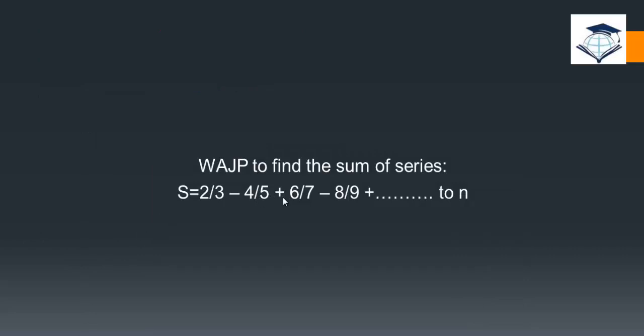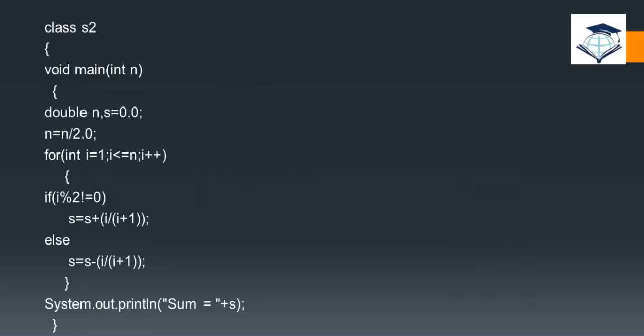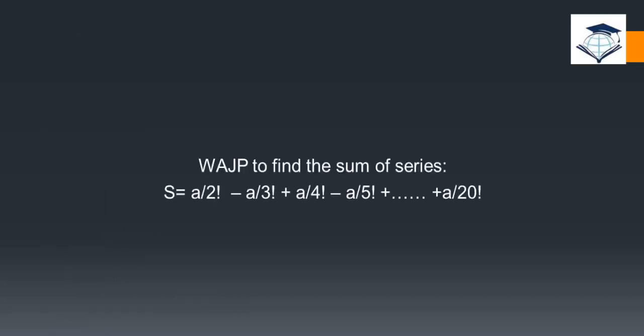Here you have 1 minus 1 plus 1 minus 1 plus. What are you supposed to do in these types of questions? You see class name, void main, int n, double s is equal to 0, and then n is equal to n divided by 2.0. What you have to do here is only one thing. After the for loop, you check whether the for loop variable is divisible by 2 or not. If it is divisible by 2, you make it plus. If it is not divisible, you make it minus. Finally you print the sum.